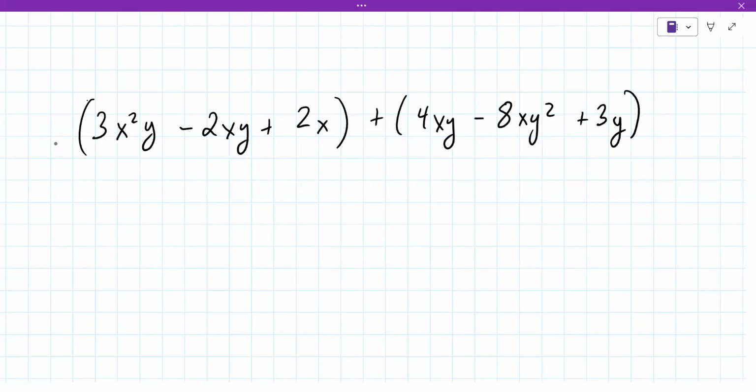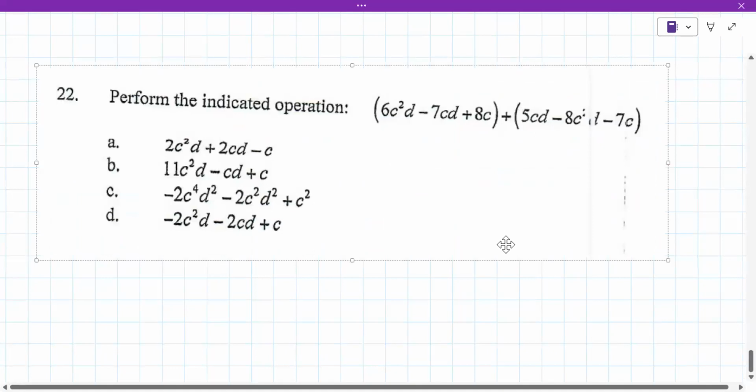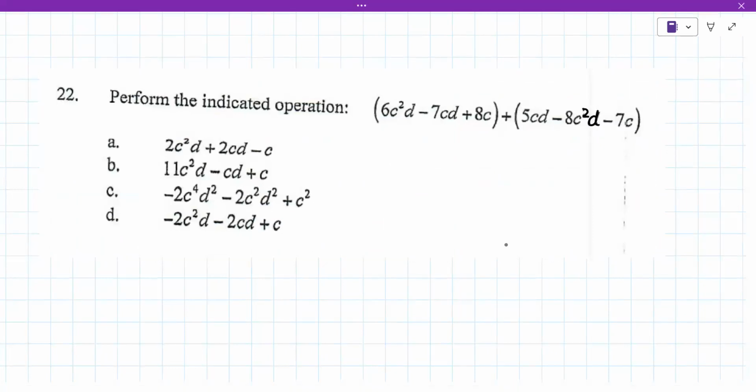You can combine the 4xy with the negative 2xy. Okay, so what does it become? It would become 2xy. That's right. And everything else, anything else that you see there? No. Okay. All right. So here is a problem for you to look at. I got to just make a little bit of a modification here so you can actually do it. I want you to take a look at this and see what you come up with.